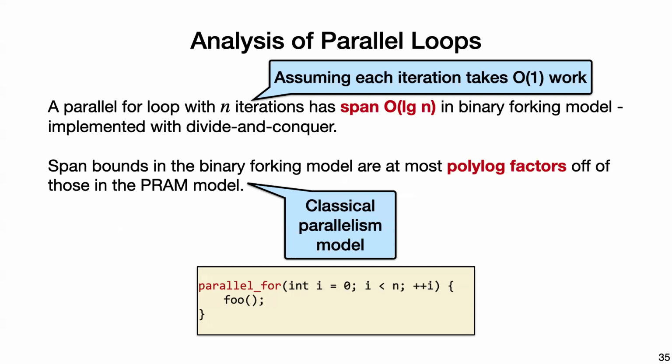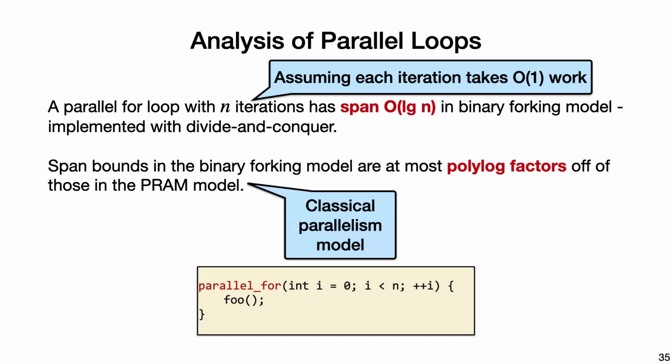And a parallel for loop in the binary forking model has span log n. This is just to say the actual for loop itself has span log n. This is not counting what is in the for loop. But the actual act of making this parallel for has span log n in binary forking. And this is just a side note, binary forking is not the only model for shared memory multithreading. There are other models, but they are at most log factors off of each other.